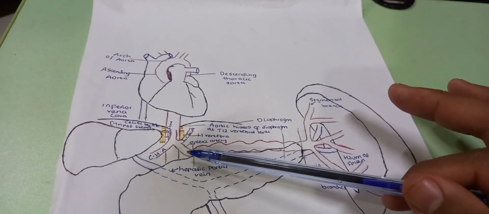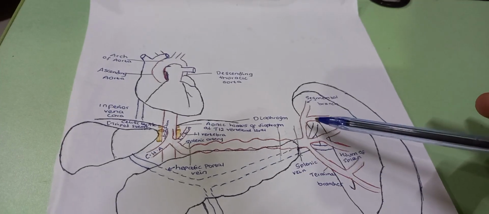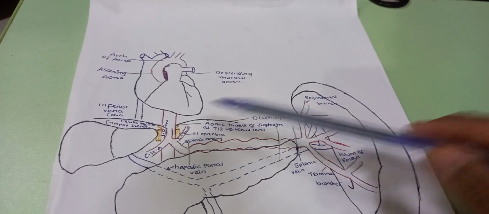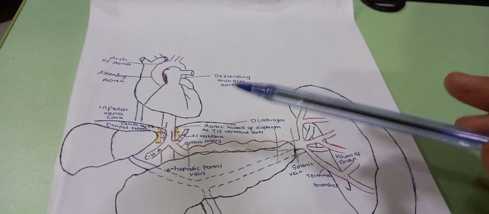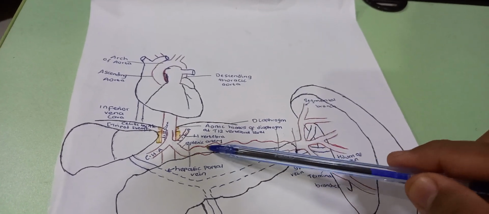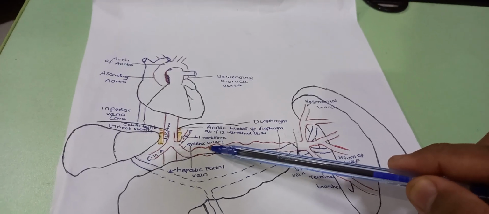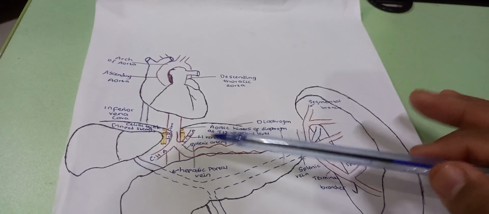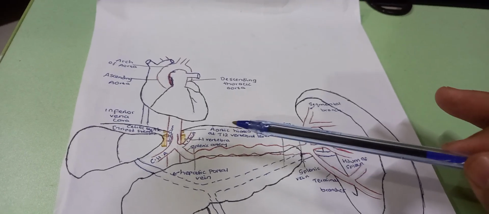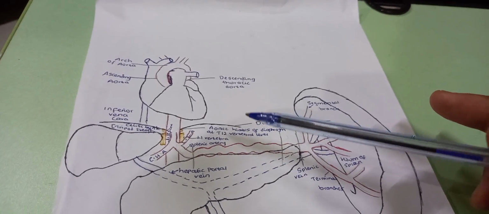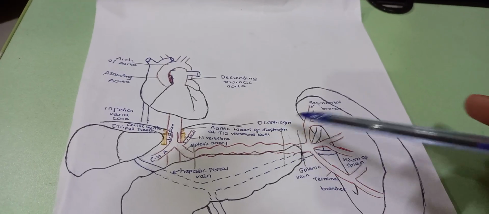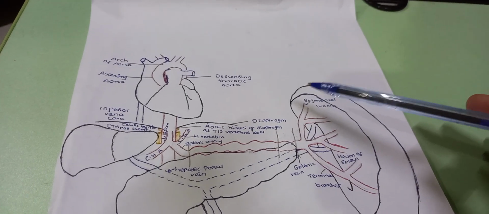The splenic artery is very tortuous in its course. The distance between the abdominal aorta and the spleen is approximately 10 centimeters, but the length of the splenic artery varies between 8 to 32 centimeters. And that is explained by the tortuosity of the splenic artery, which allows for the mobility of the spleen.